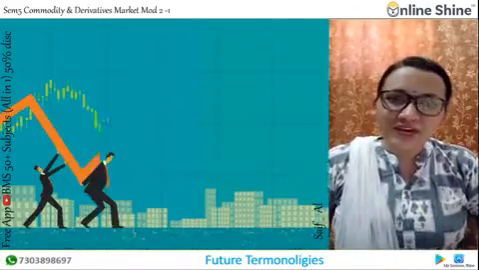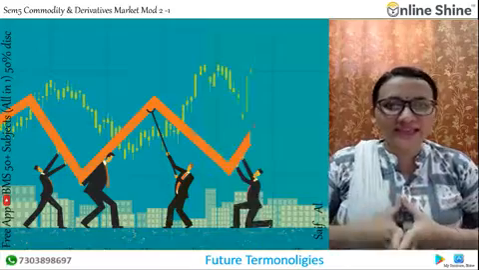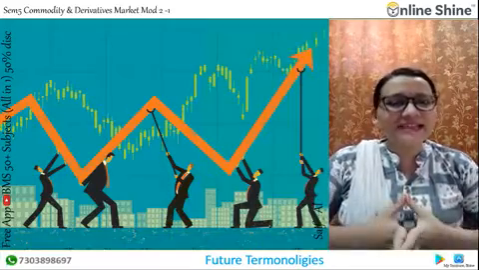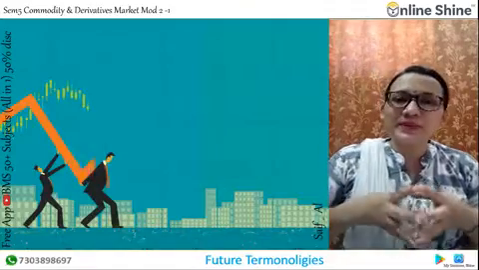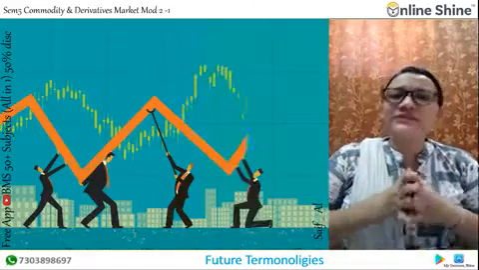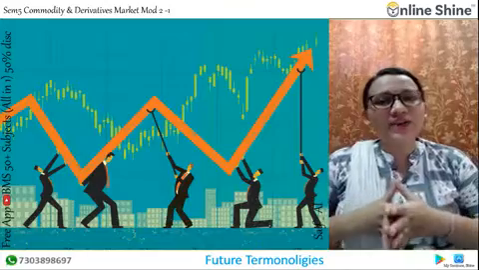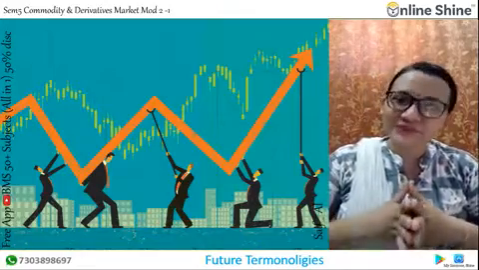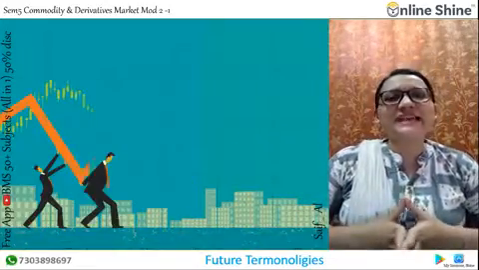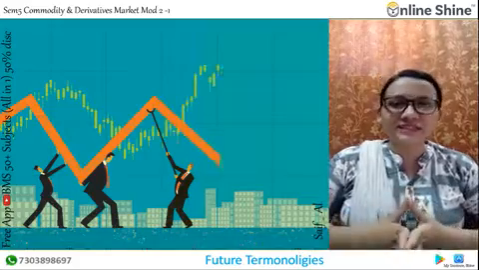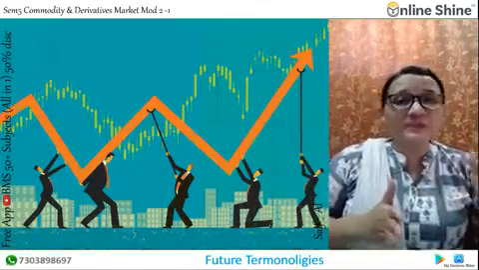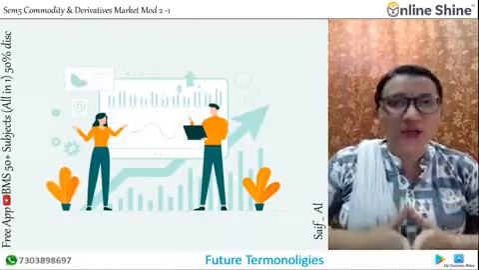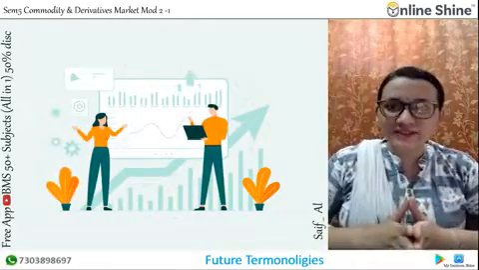Now the third one is the contract cycle. The contract cycle is the period during which the futures contract can be exchanged. Mainly the contract cycle is for 3 months. Next is the expiration settlement date. The expiry date is the date after which the contract is no longer valid.